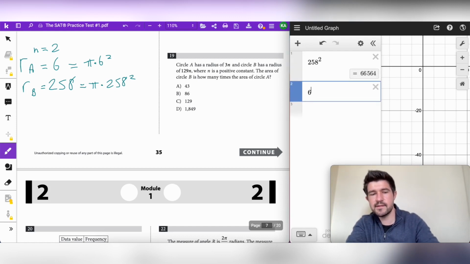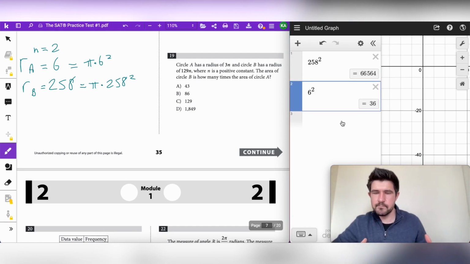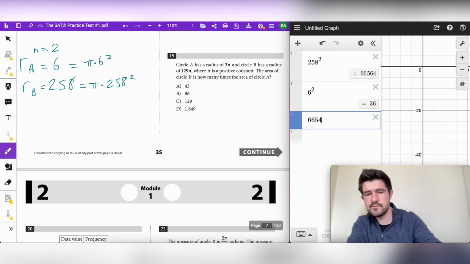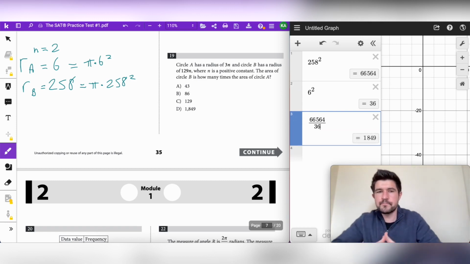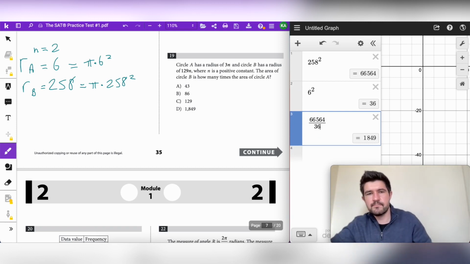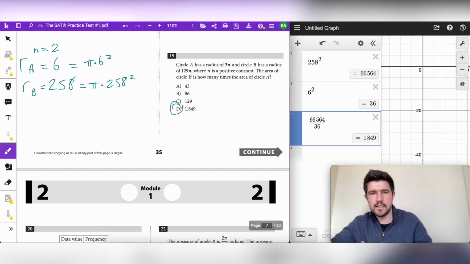And if we do 6 squared, that's easy. We get 36. So the question is, how many times bigger than 36 is 66,564? So we can take those two, and hopefully you know that we can just divide them. And if we do that, we get 1,849, which is going to give us our answer of D. Now, where does that number come from? Just to talk about it.